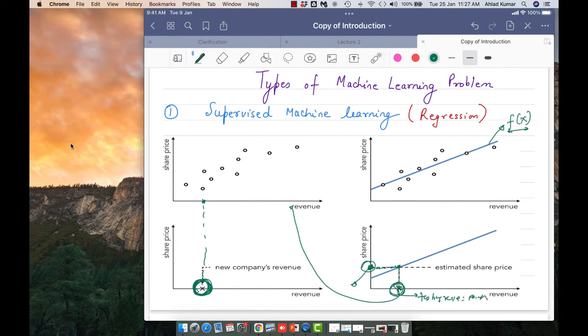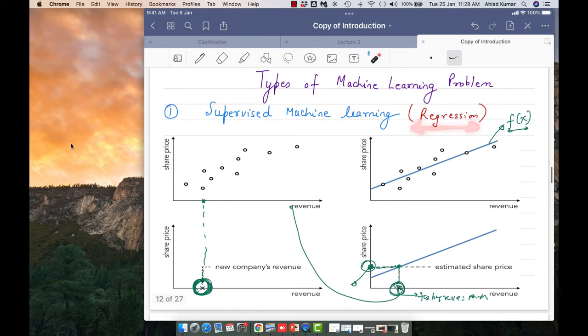So all the problems based on these types of situations where you are actually predicting something come up in the category of regression. So these regression problems lie in the category of supervised machine learning.